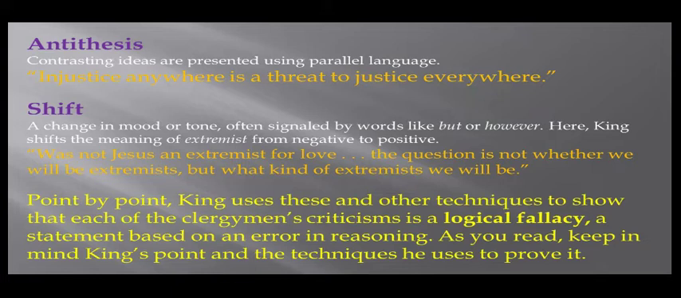Point by point, King uses these and other techniques to show that each of the clergymen's criticisms is a logical fallacy, a statement based on an error in reasoning. As you read, keep in mind King's point and the techniques he uses to prove it.